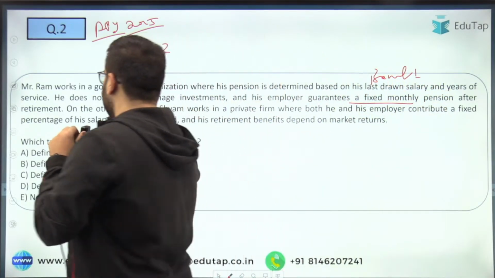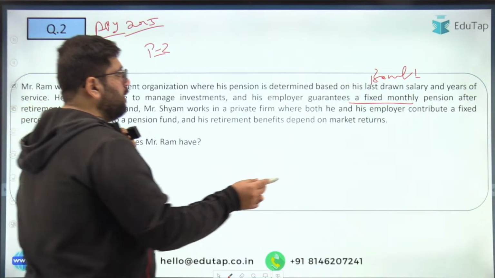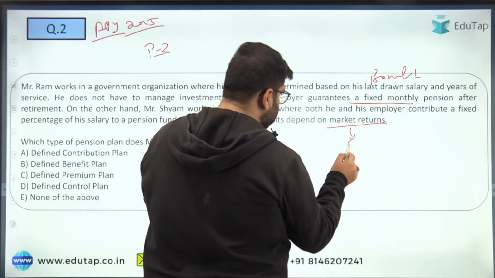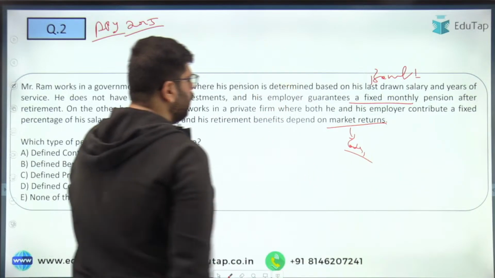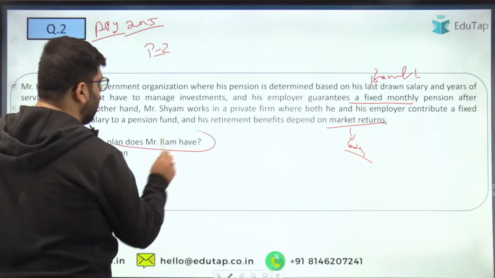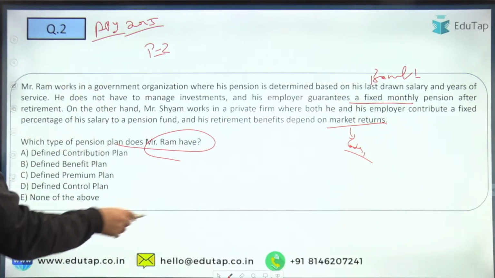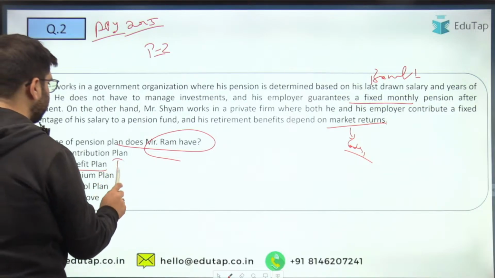But on the other hand, Sham works in a private firm. Both he and his employer contribute a fixed percentage of salary, but the retirement depends upon the market return. So if this is the case, then this is a defined contribution plan. Okay. So which type of pension does Mr. Ram have? Ram was the first fellow, right? And he was having the fixed monthly pension. So the answer will be option number B.